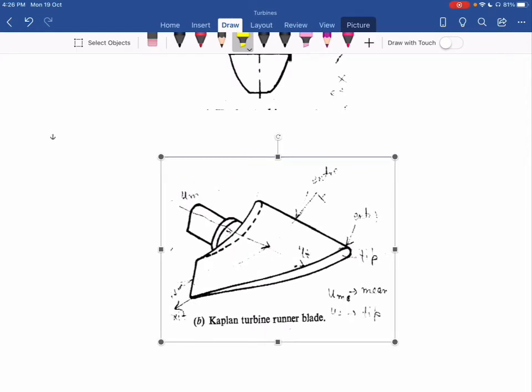Its cross section is airfoil type. So you can see in this case, this is my one section. You can mark over here.